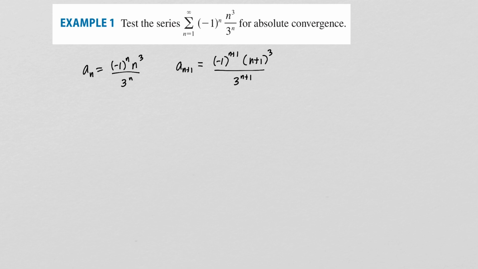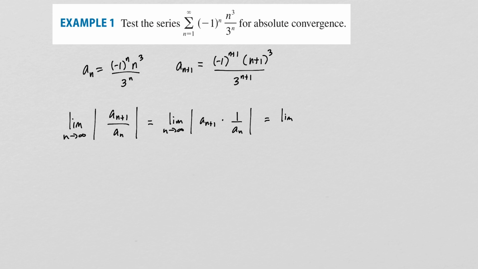And to use the ratio test, we are going to take the limit as n goes to infinity of the absolute value of the n plus 1 term divided by the nth term. Another way to think of this is the limit as n goes to infinity of the n plus 1 term multiplied by the reciprocal of the nth term. This is actually kind of nice to think of it this way because it will save you a little bit of time. So what we have here is the limit as n goes to infinity of the n plus 1 term multiplied by the reciprocal of the nth term.